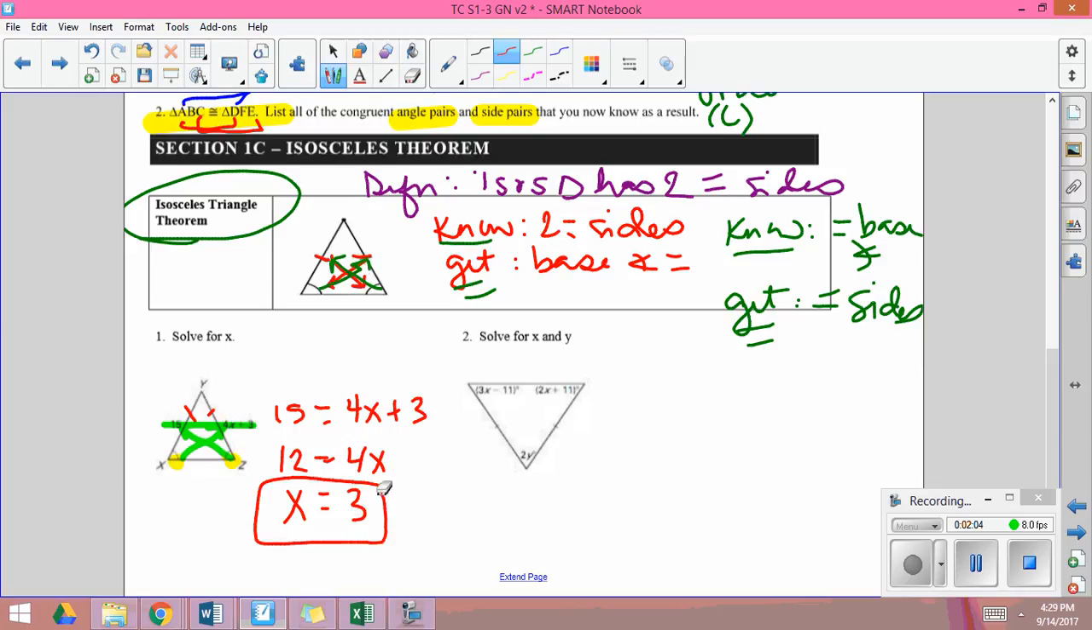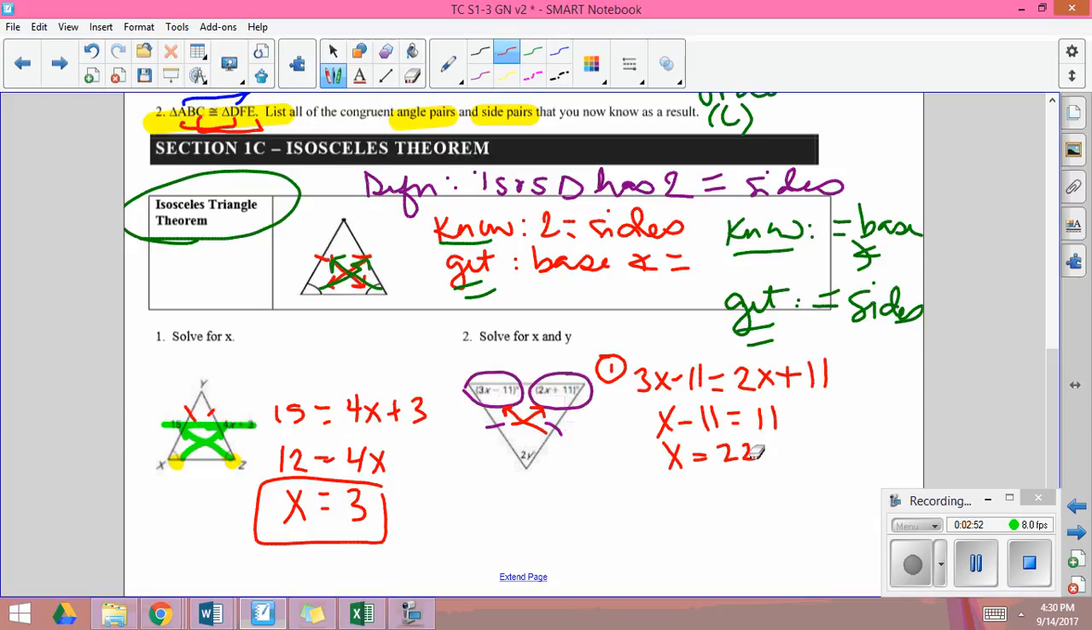Same way here, if we look at this picture, we have an isosceles triangle. I could, on first thought, add up all 3 angles of a triangle and equal 180. The problem is I have 2 variables and I don't know how to solve things with 2 variables. So what I have to do instead is see that because that is an isosceles triangle, I know those 2 base angles are equal. So my first step is to say that 3x minus 11 is equal to 2x plus 11. If you subtract 2x from both sides, x minus 11 equals 11. If I add 11 to both sides, I get x is 22.